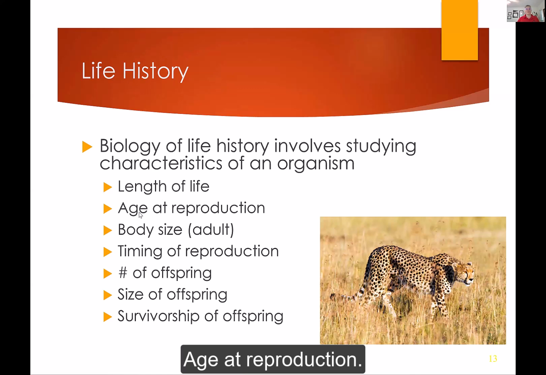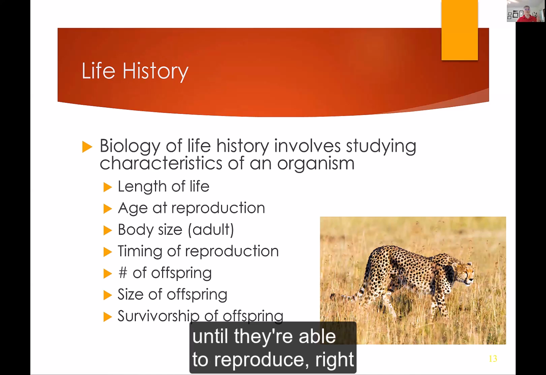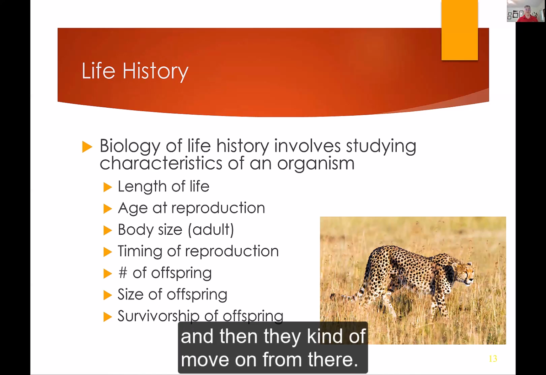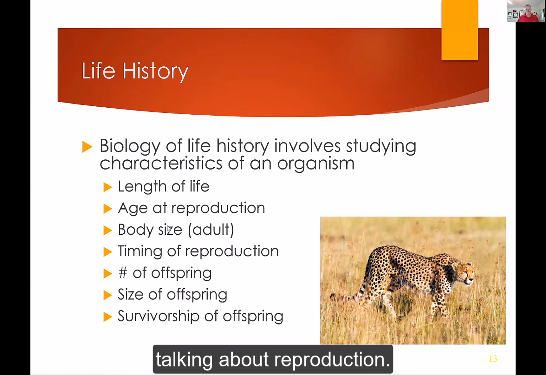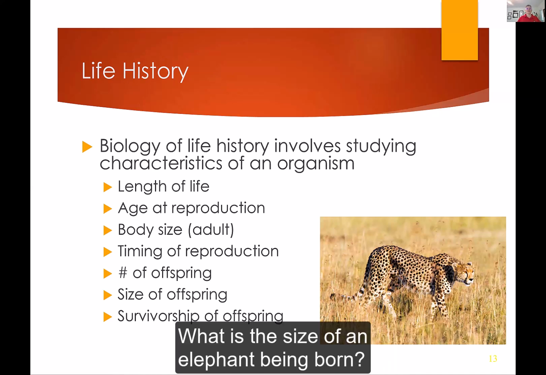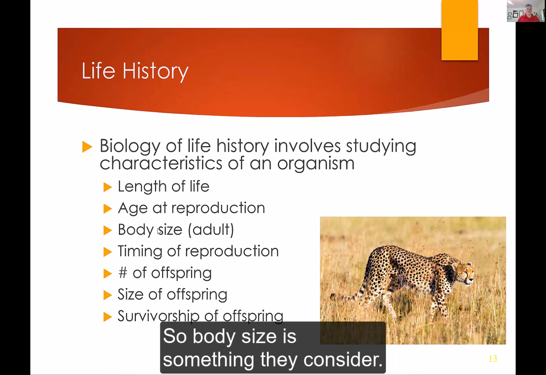Age at reproduction, right? You may have care for an individual until they're able to reproduce, and then they kind of move on from there. Body size, right? Think of it this way when we're talking about reproduction: think of adult babies, not going to happen. Think of elephants. What is the size of an elephant being born? Are you going to be able to carry 200 of those like an insect? Absolutely not, right? So body size is something to consider.